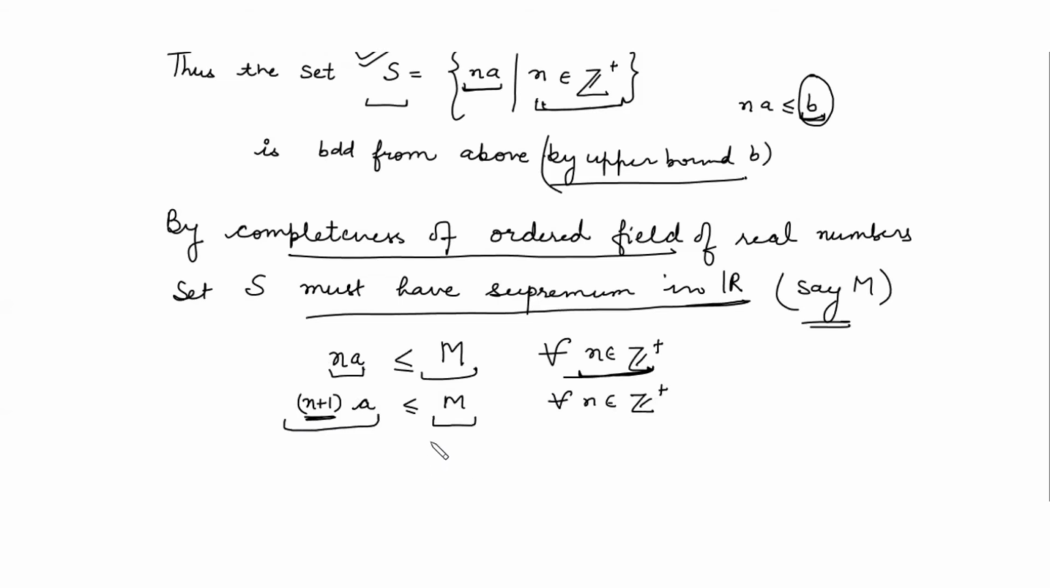Is this point clear? Yes, ma'am. Which further implies that nA plus A is less than or equal to M, which further implies nA is less than or equal to M minus A. And this is true for every n belonging to the positive integers. So what will you have? You have that M minus A is an upper bound for the set S.